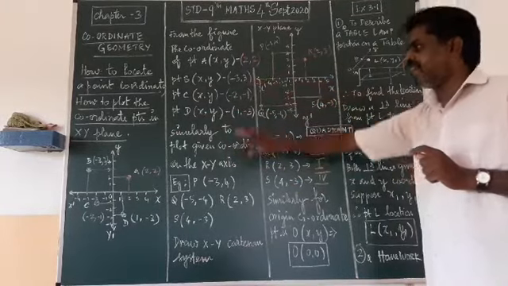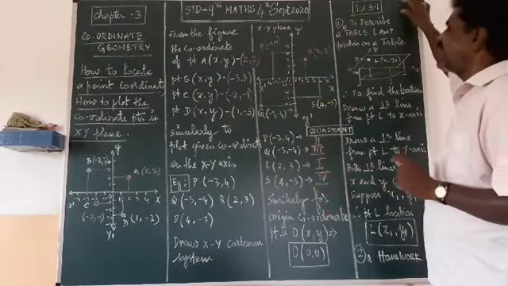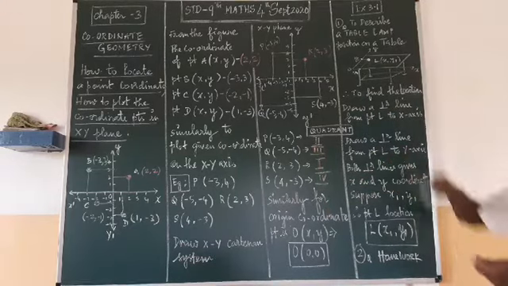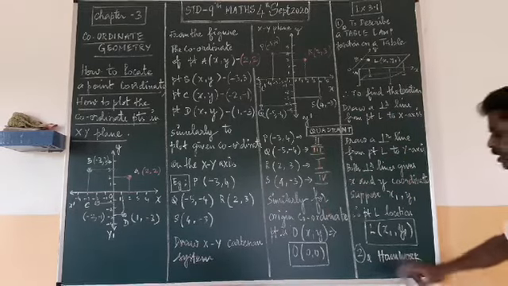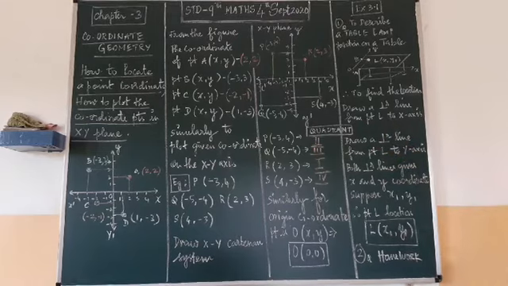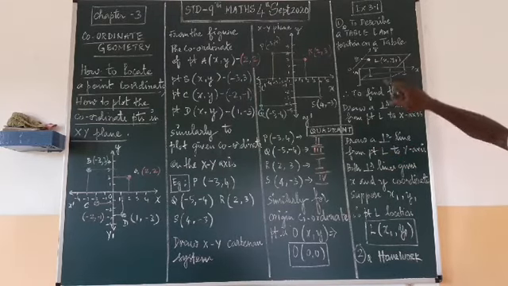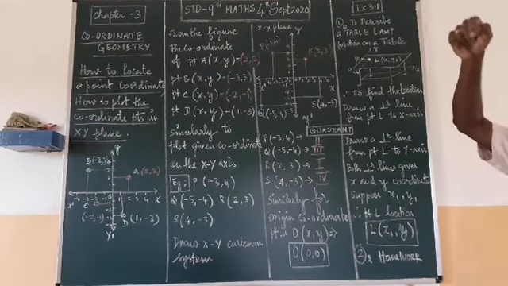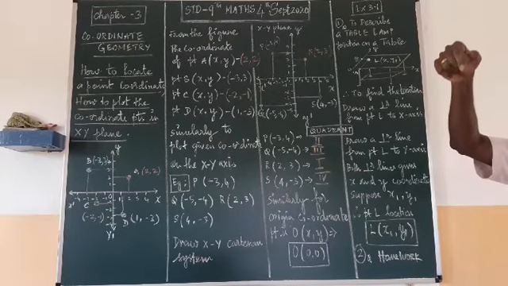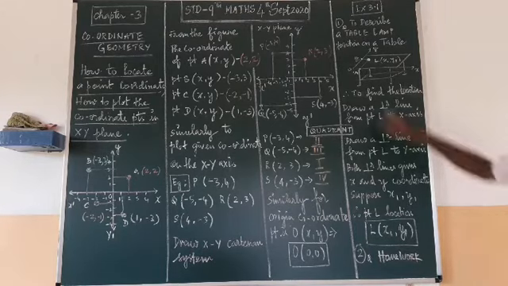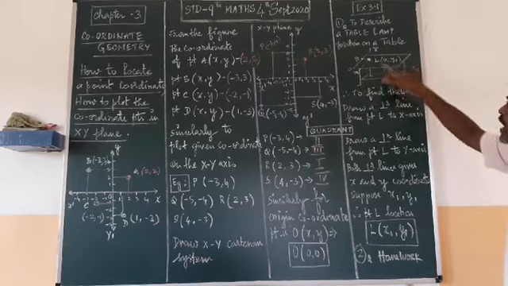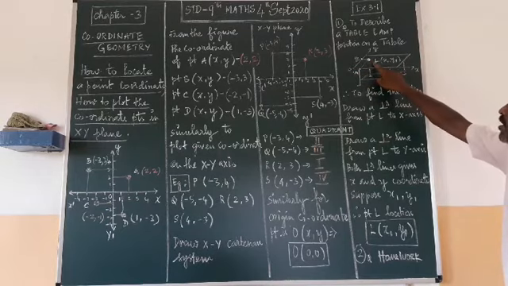Then based on this data, we are starting exercise 3.1. First problem I will do, second problem we take as homework. It is a very simple exercise. First problem: a table lamp is kept on a table. How do you locate the position of the table lamp? So I have drawn one diagram here, a simple table diagram. One point L I have taken, that is the position of the table lamp.